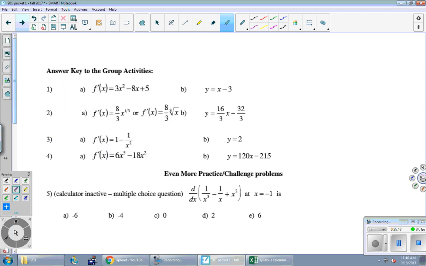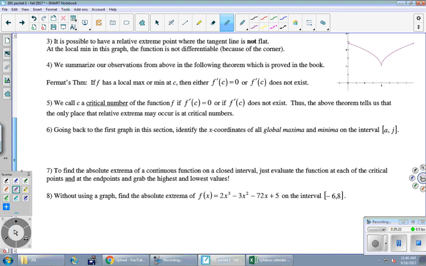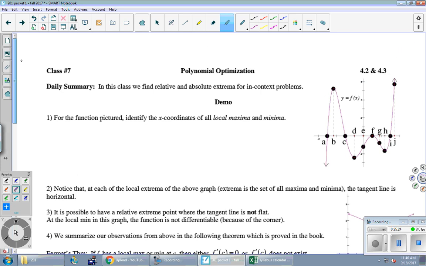So what we are going to do is move on to this page right here, 48. Everybody jump to 48.